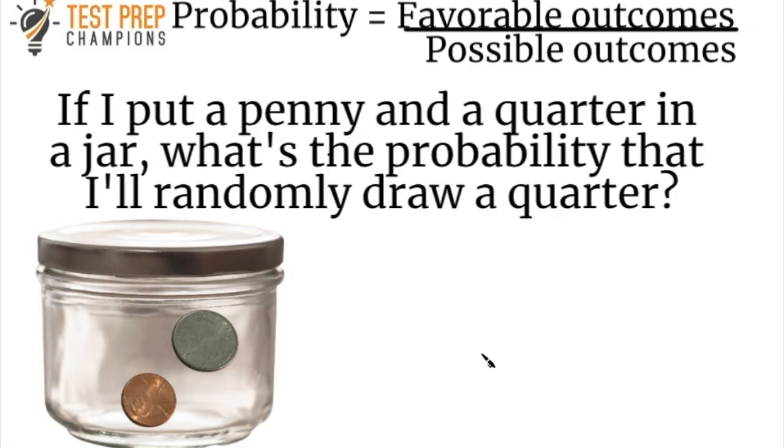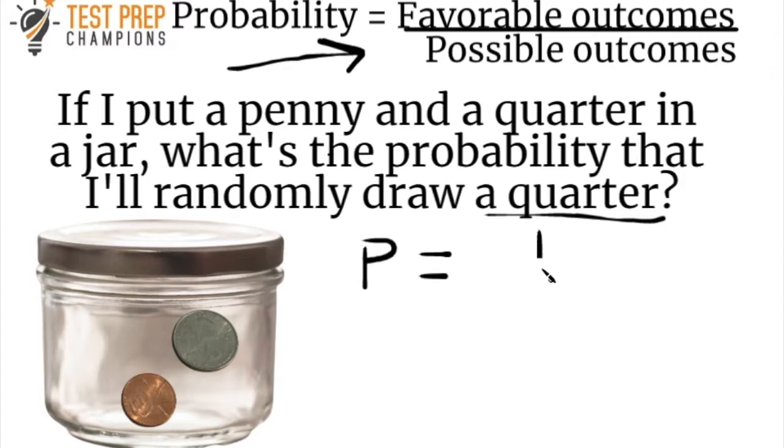Okay, we're going to go over this example a little bit faster because it's similar to what we just did, but I really want to drive this home because on your test it's not going to get too much harder than this. The number of favorable outcomes here is just 1, because there's only 1 quarter. So let P equal probability, and the favorable outcome would be drawing the quarter. There's only 1 quarter, so that's 1. The possible outcomes are going to be 2 because there are 2 coins in the jar. So as a fraction, the probability is 1 over 2.